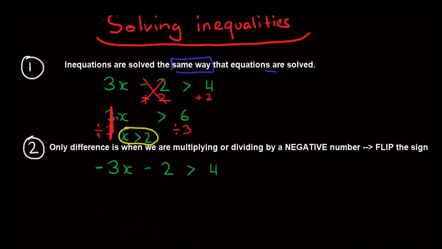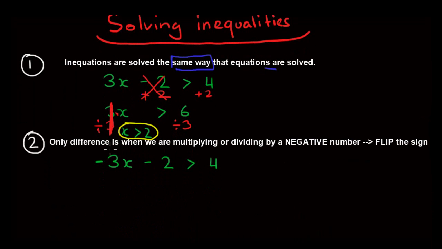Now there's only one difference when it comes to solving inequations and equations, and that's when we multiply or divide by a negative number. If we divide by a positive number, it doesn't matter, but if we divide or multiply by a negative number, we flip the sign. So I'll show you what that means.